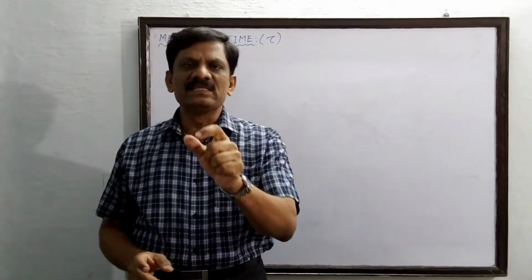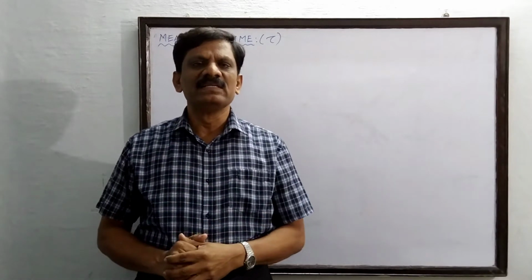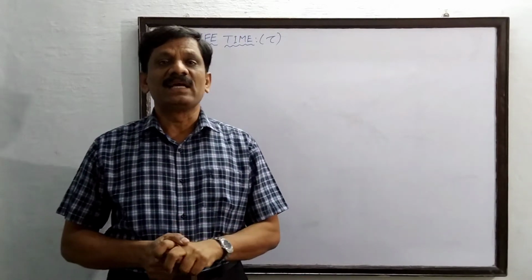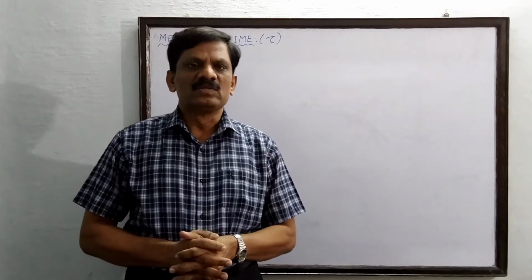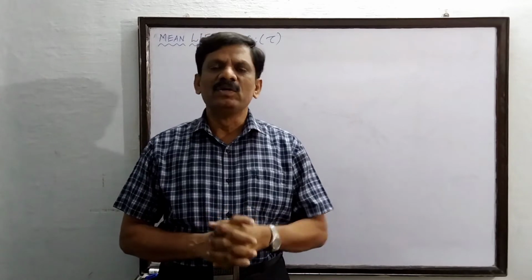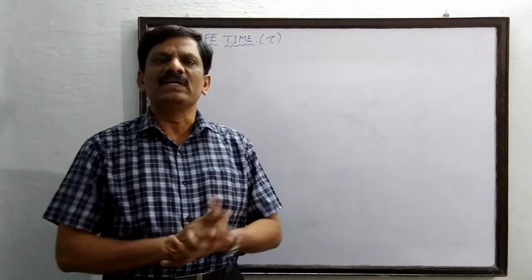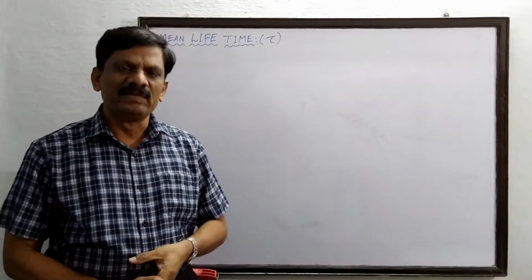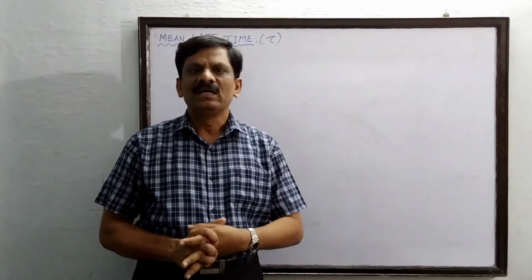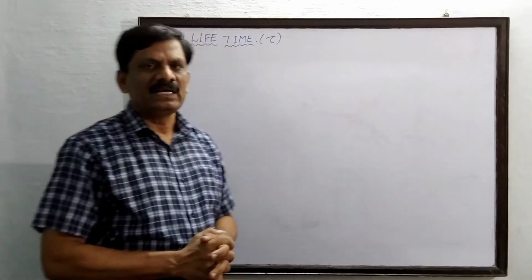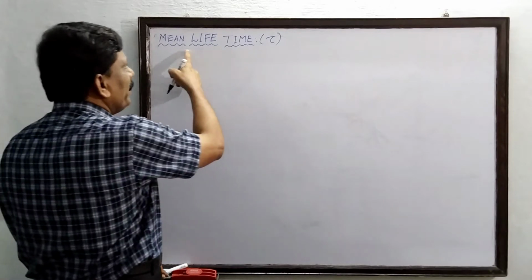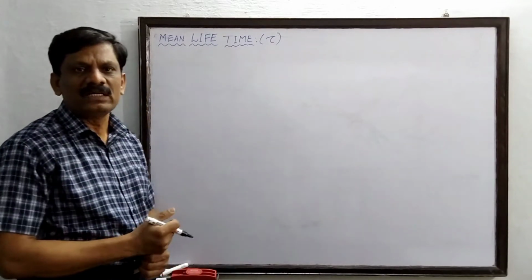Because the atom which decays first has zero lifetime, and the atom which decays at the end has infinite lifetime. So, the lifetimes of all the atoms are different. So, what am I going to do? I will add the lifetimes of all the atoms and divide by the total number of atoms, and I will call it the mean lifetime or average lifetime of the atoms. This mean lifetime is denoted by the symbol tau.